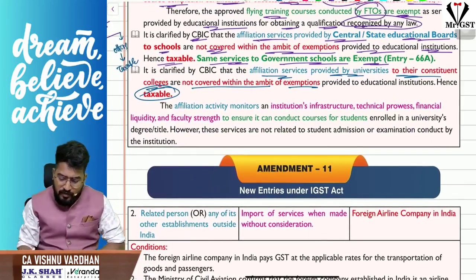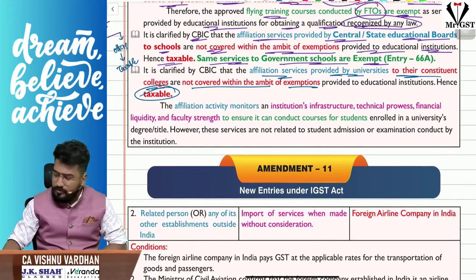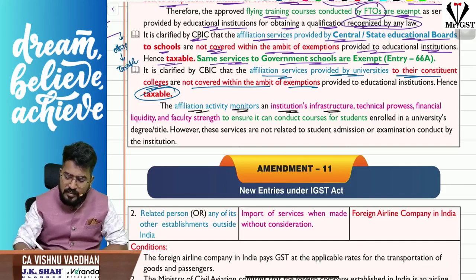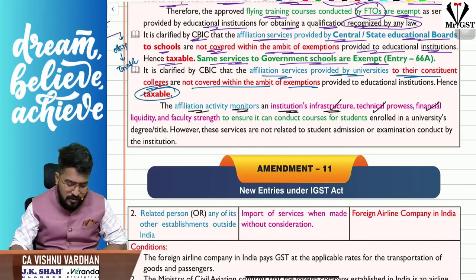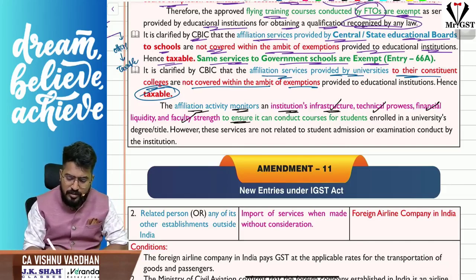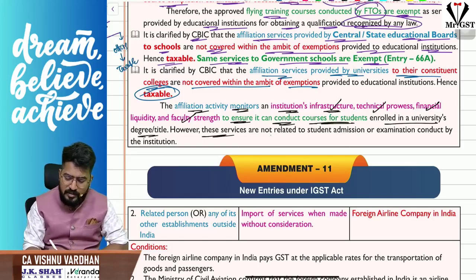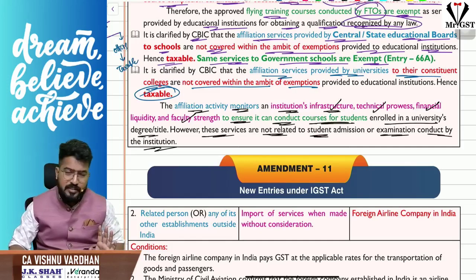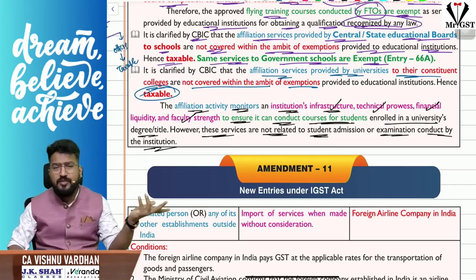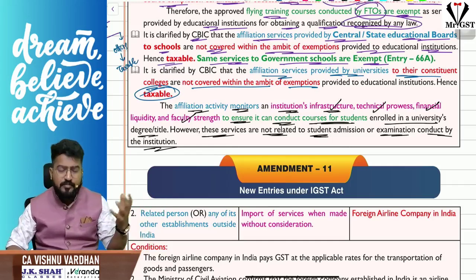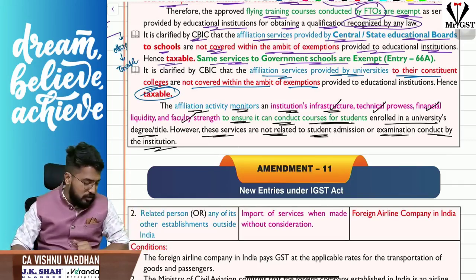So sir, you are talking about affiliation here. See, now the point is, the affiliation activity monitors the institution's infrastructure, technical prowess, financial liquidity, faculty strength, to ensure it can conduct courses for students enrolled in a university degree or title. However, these services are not related to student admission or examination conducted by the institution, hence they are not enjoying the exemption. Simple. Through affiliation, universities or these boards will monitor the infrastructure or the faculty strength, how the college is, whether they are able to deliver the courses or not. All that stuff they will be monitoring.